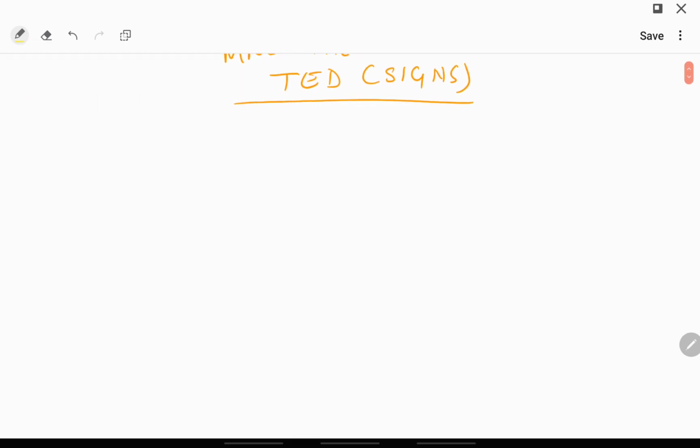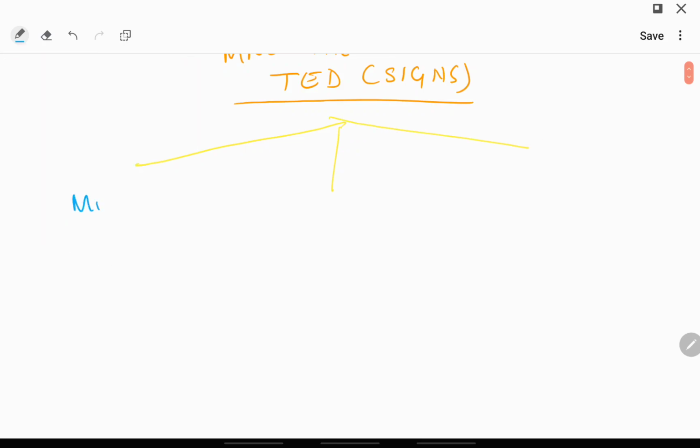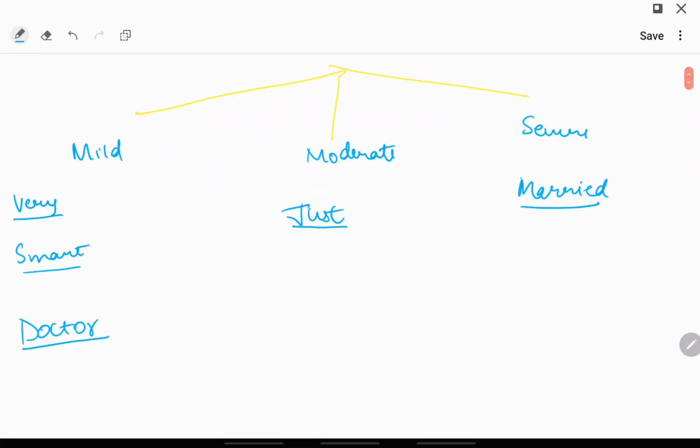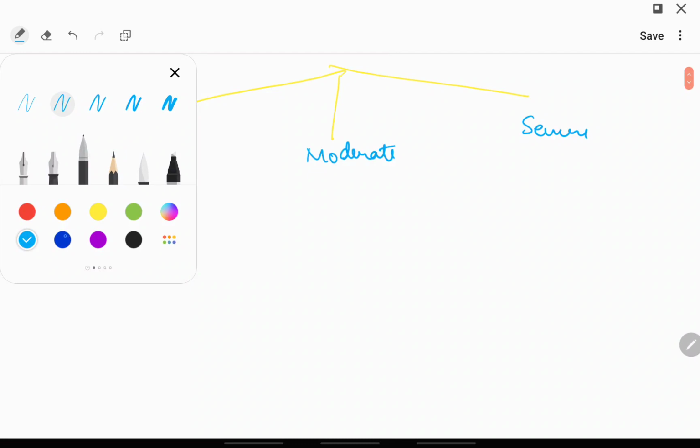So thyroid ophthalmopathy is of three grades. Okay, it is mild, it is moderate, and it is severe. Okay, so there's a simple mnemonic. Very smart doctor just married. Okay, so very smart doctor just married. So this is how you remember it. Okay, so let's just see what all this mnemonic is about.